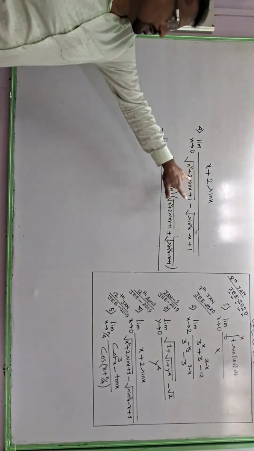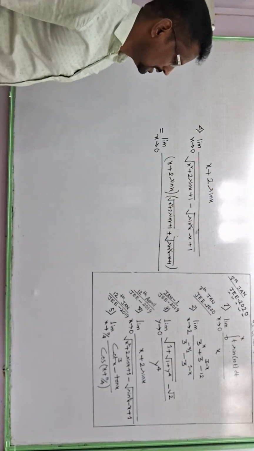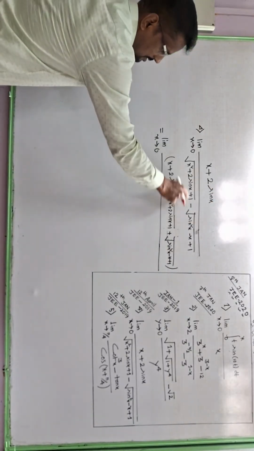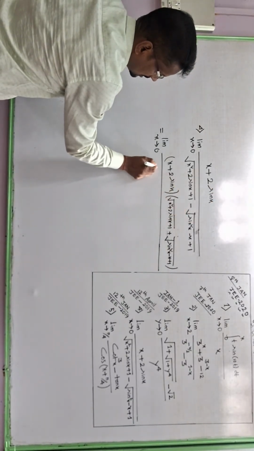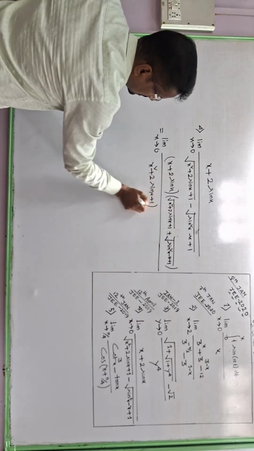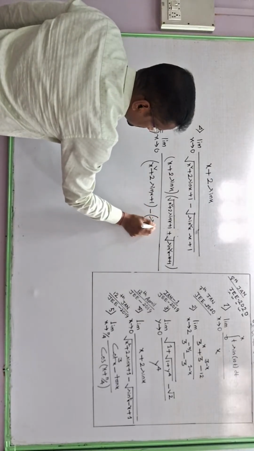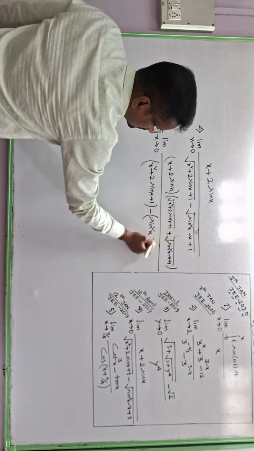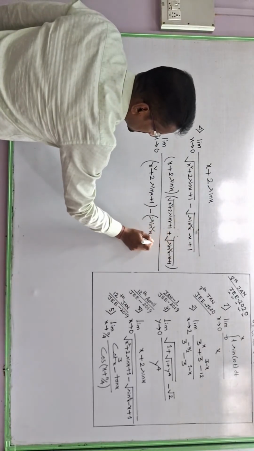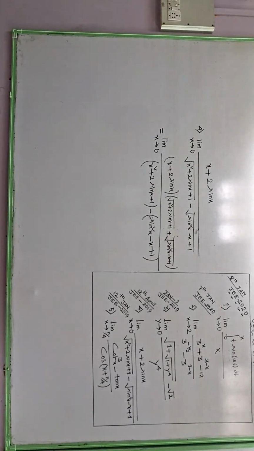That means the conjugate of this is minus, so I have multiplied with this, and in the denominator a square minus b square will come, that will be x square plus 2 sin x plus 1 minus b square, which is sin square x minus x plus 1. This you will get.